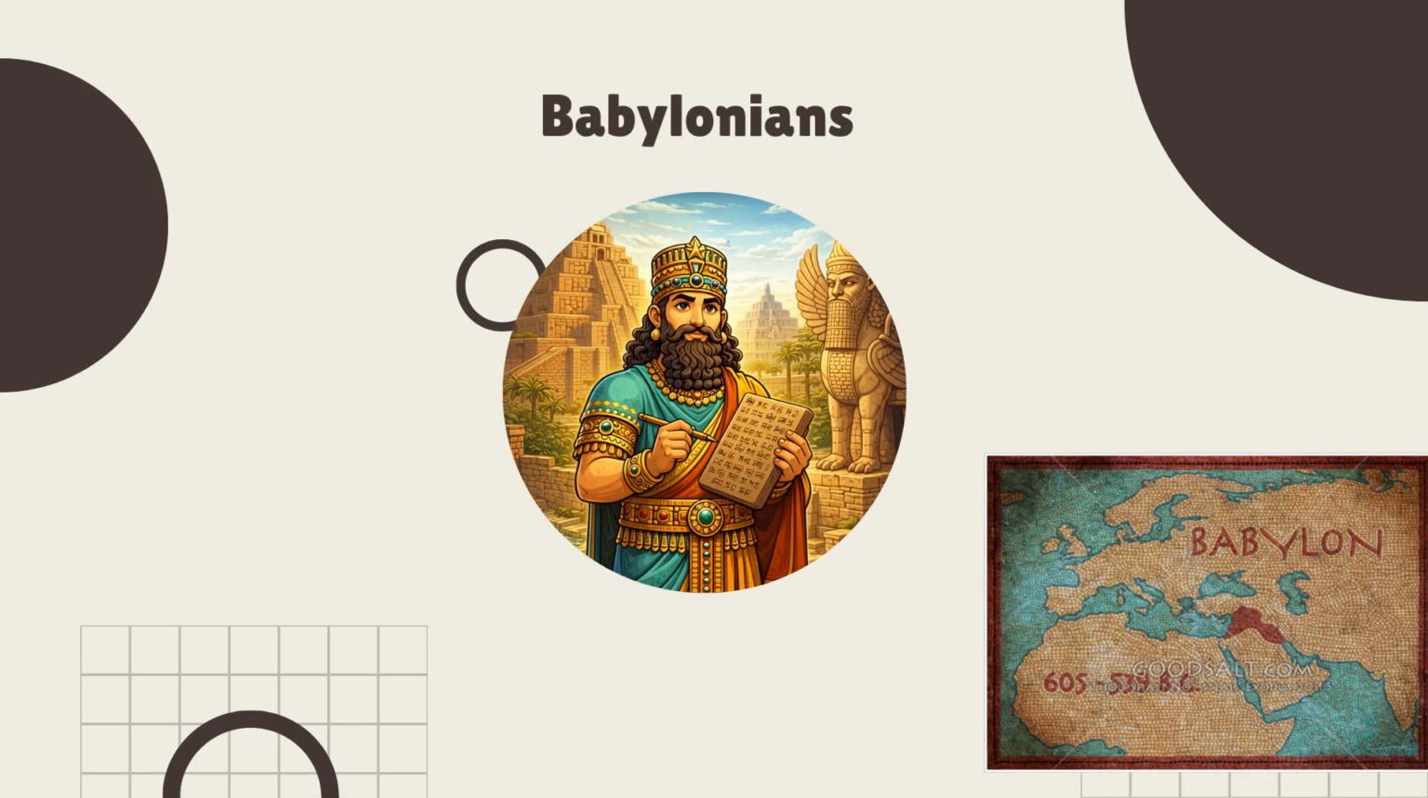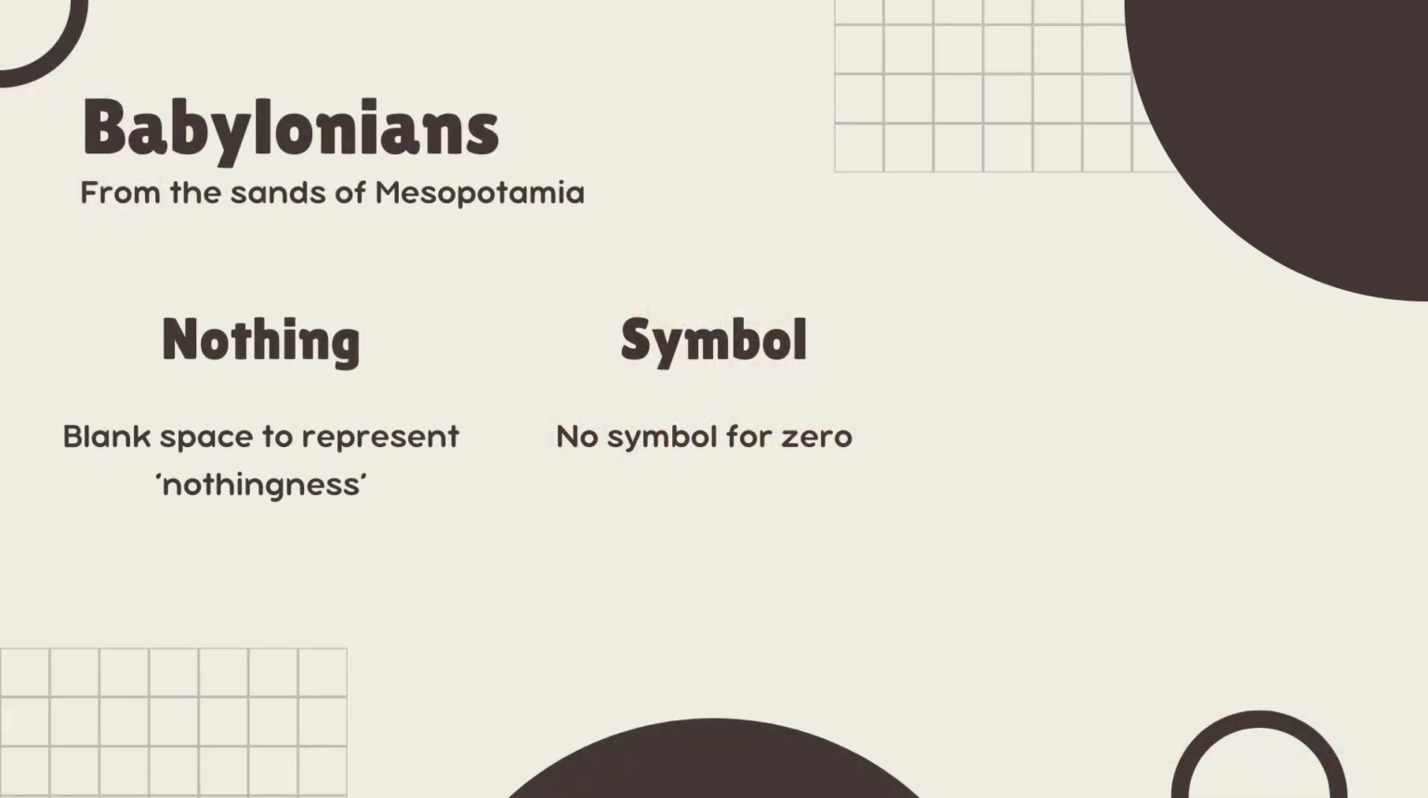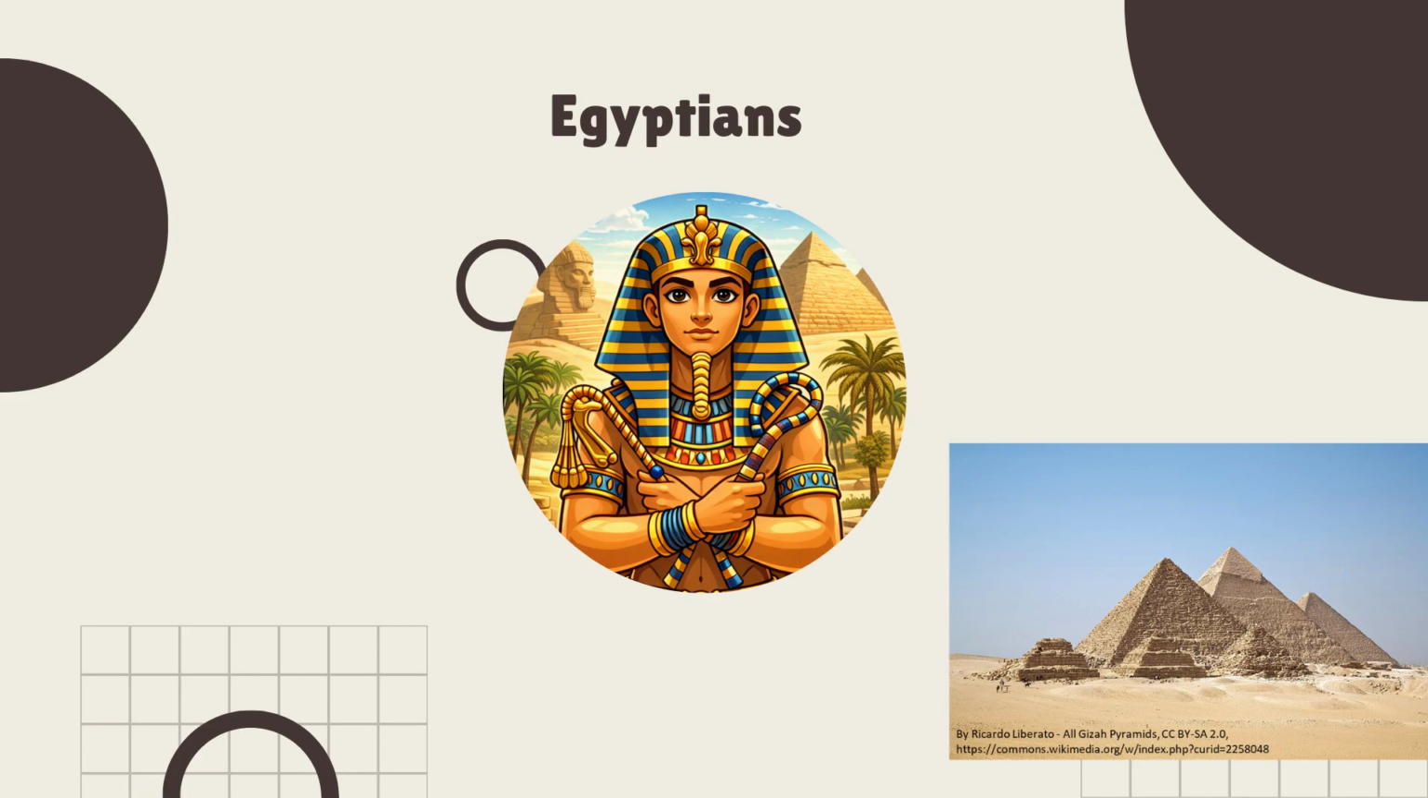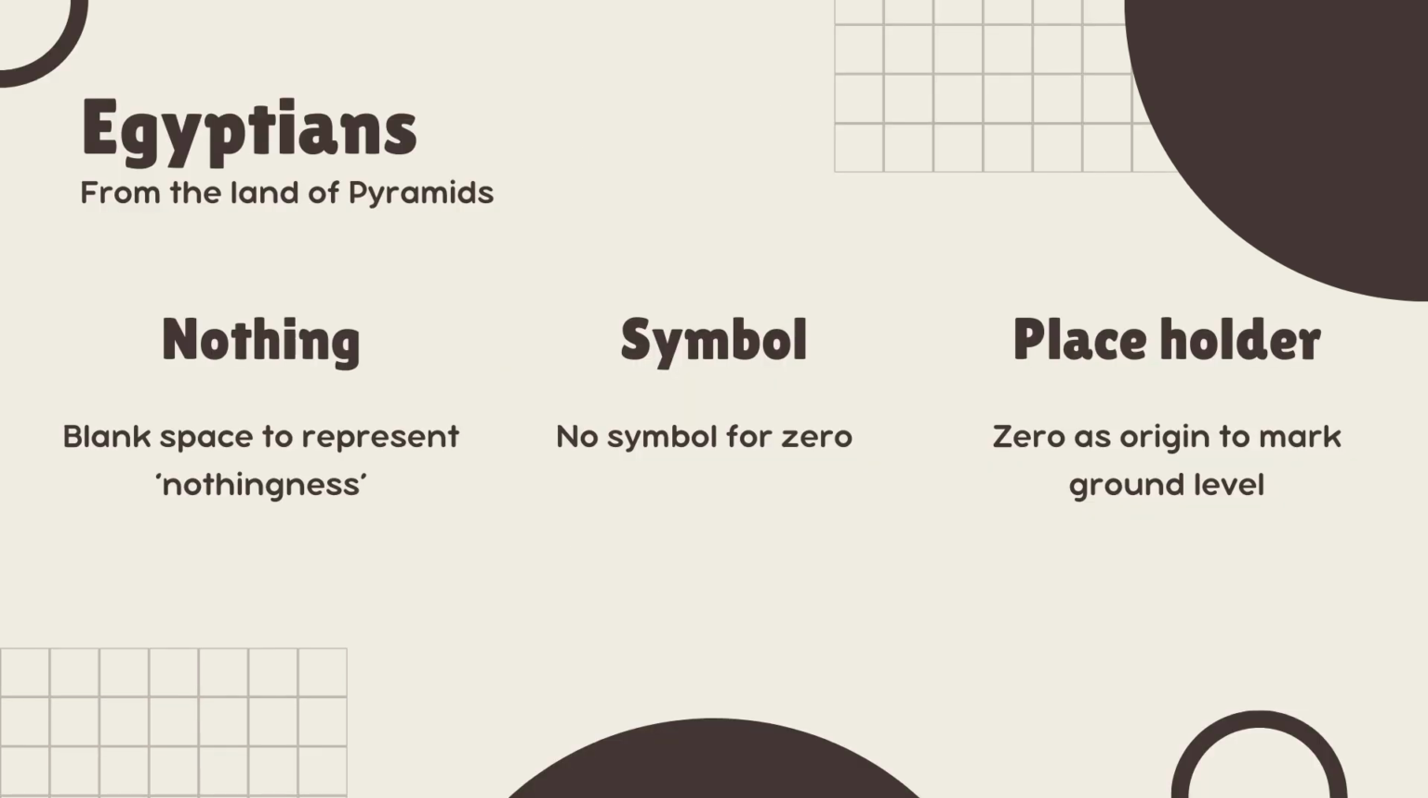What about the Babylonians? The Babylonians used a blank space to represent nothing. For instance, if there is a 3 and a 4 and a blank space in between, it would mean 304. But then they had no symbol for zero. But they did talk about zero. What about the Egyptians? Well, the Egyptians also, like the Babylonians, used a blank space to represent nothingness. But they had no symbol for zero. However, they used zero as origin to mark the ground level. So zero was like a placeholder.